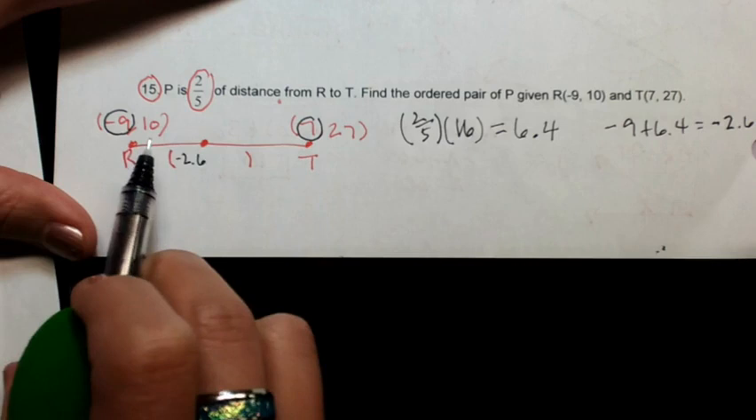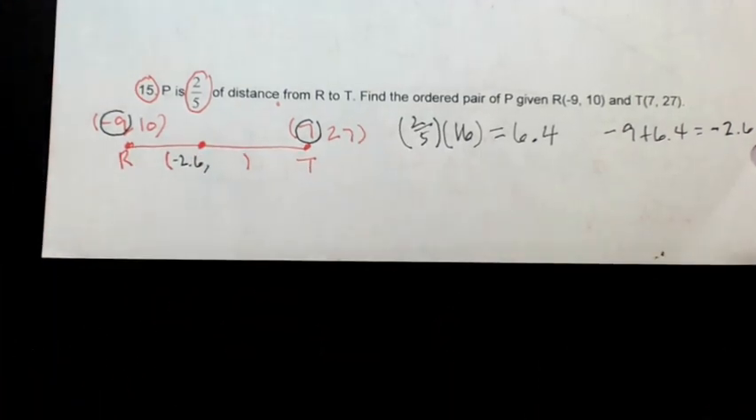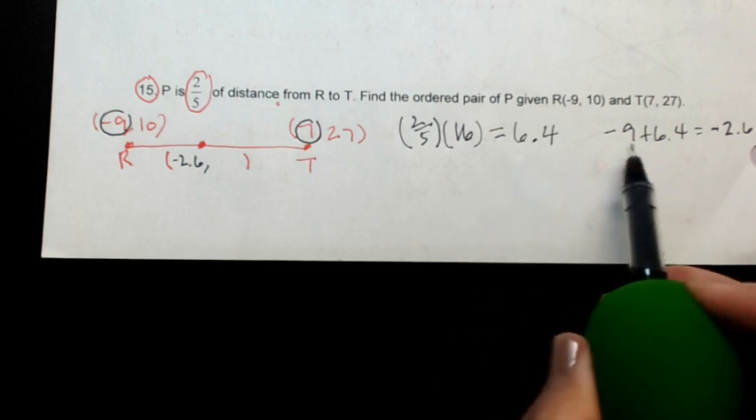So with your partner, let's go ahead and do the same thing with the y-coordinate. Go. Go, go. 6.4, huh? So add it from -9.